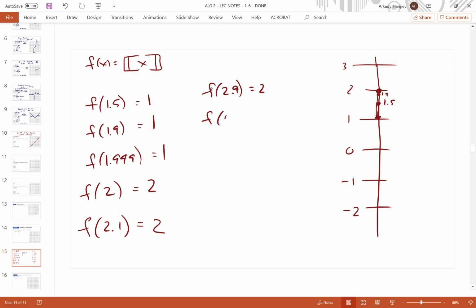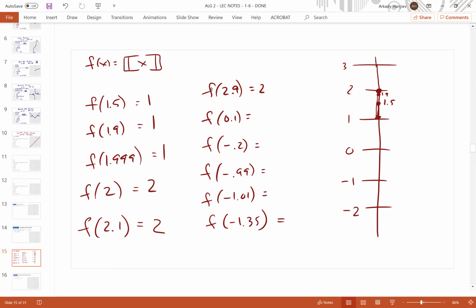Let's go 0.1. Ooh, the fun part here. -0.2. -0.99. -1.01. And -1.35. There it is. There's the ones we're going to try to do. And I think this little ladder concept is so easy because you can really see what's happening here. All right, give you guys a second here to write those down if you're writing it down.